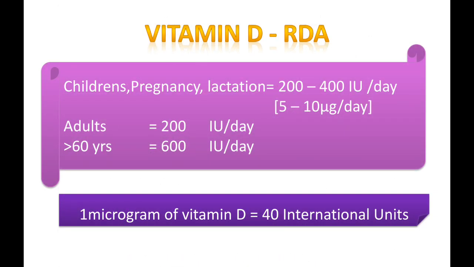So come to the recommended dietary allowance. How much vitamin D do we have to take daily? In children, pregnancy and lactation, 200 to 400 international units per day, whereas in adults 200 international units per day. For those more than 60 years of age, the requirement is increased to 600 international units per day.